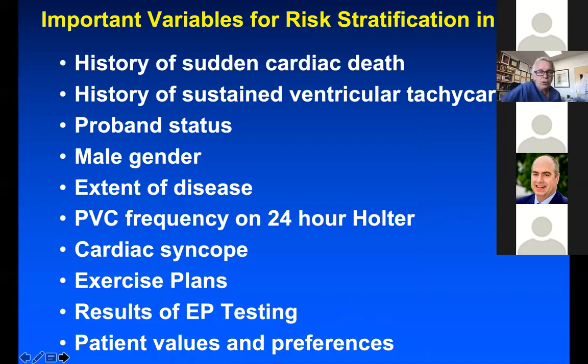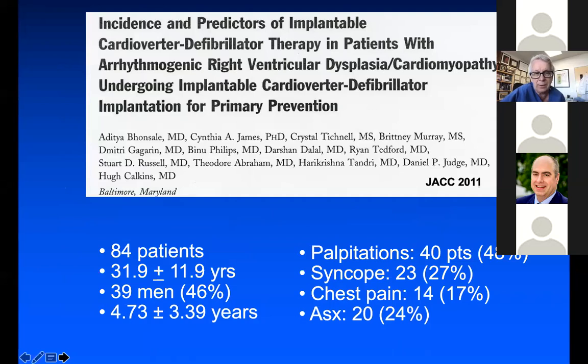So the next question is, do you need a defibrillator? Here are the variables that we think about: history of sustained VT or sudden death, and proband status. If you're the proband, the first affected in the family, you're at much higher risk than your family member. Male gender, we've talked about that. In general, more severe disease means higher risk. PVC frequency on the Holter, more PVCs, higher risk. Cardiac syncope, exercise plans, results of EP testing. Then you have to filter this into what the patient's threshold is for a defibrillator.